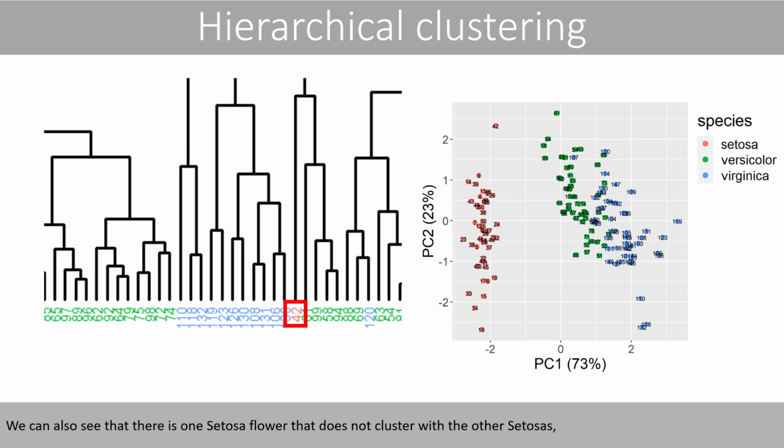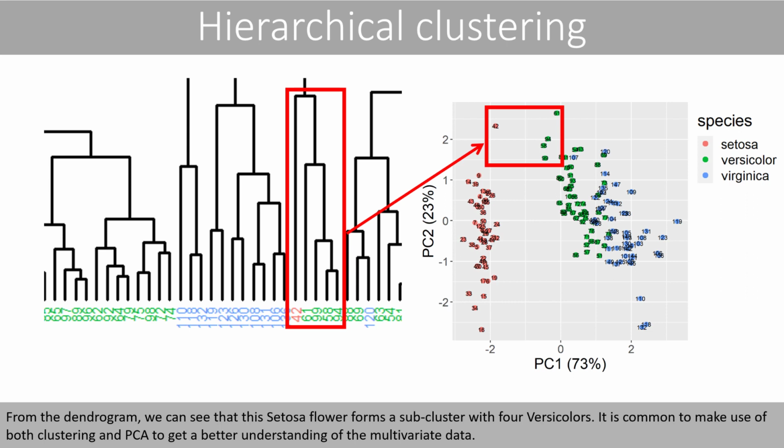We can also see that there is one setosa flower that does not cluster with the other setosas, which is consistent with the PCA plot where this flower is far away from the other setosa flowers. From the dendrogram, we can see that this setosa flower forms a subcluster with four versicolors. It is common to make use of both clustering and PCA to get a better understanding of the multivariate data.